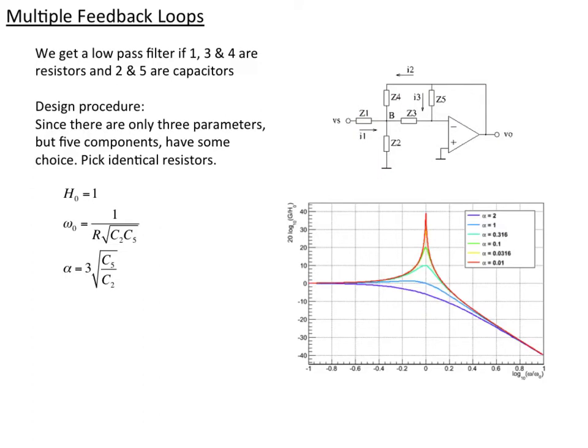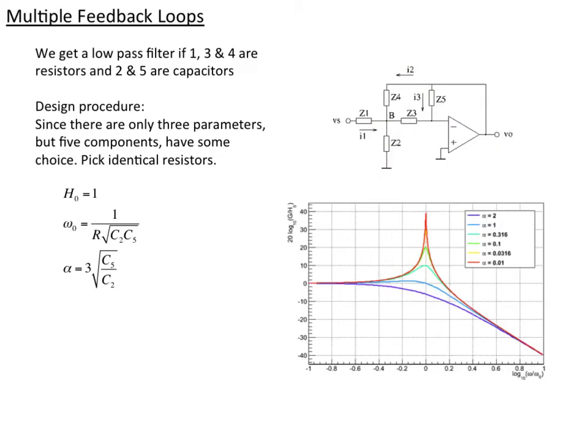So how do you go about designing what the filter parameters should be? Well, there's really only 3 parameters, H naught, omega naught, and alpha, but we have 5 components, so we have some choice. And in fact, we're going to restrict that further and make the gain in the pass band equal to 1. So to do that, we're just going to pick all the resistors to be the same, leaving us with only capacitors to pick.